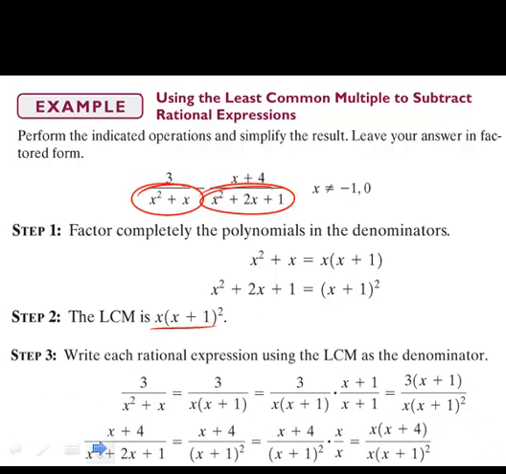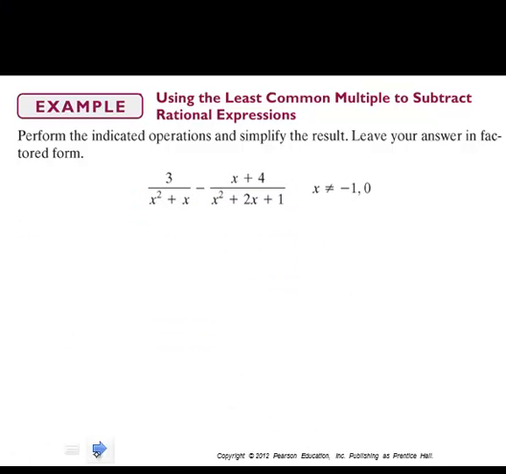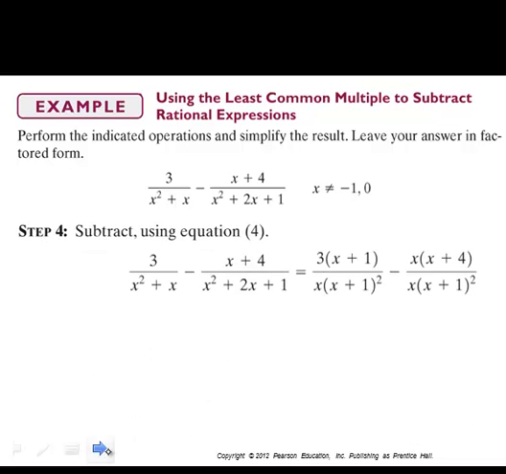So the first fraction we multiply by another factor of x plus 1 over x plus 1. And then the second fraction, multiply by x over x. Okay? So then the problem now involves two fractions with the common denominator.